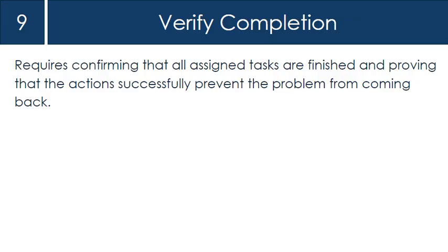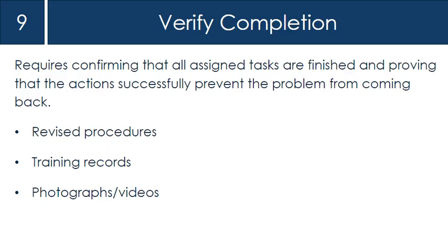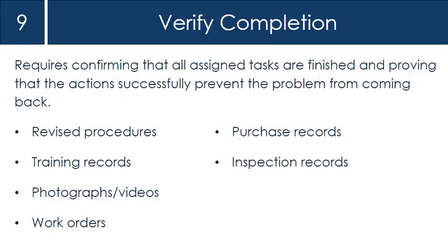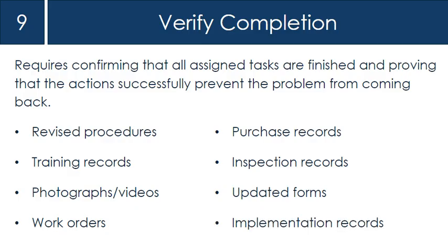Step 9. Verify completion. Verifying completion of a corrective and preventive action plan requires confirming that all assigned tasks are finished and proving that the actions successfully prevent the problem from coming back. Completion does not prove effectiveness. Completion verification asks, did we actually do what we said we would do? When completing verification, evidence may include revised procedures, training records, photographs or videos, work orders, purchase records, inspection records, updated forms, and completed implementation records.